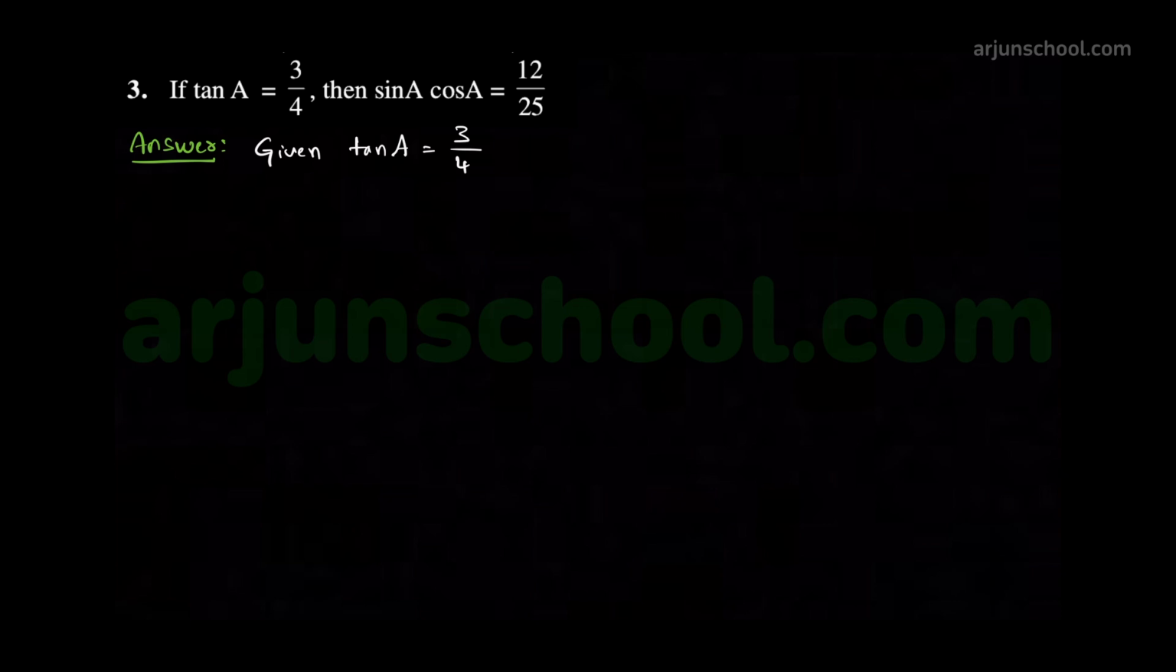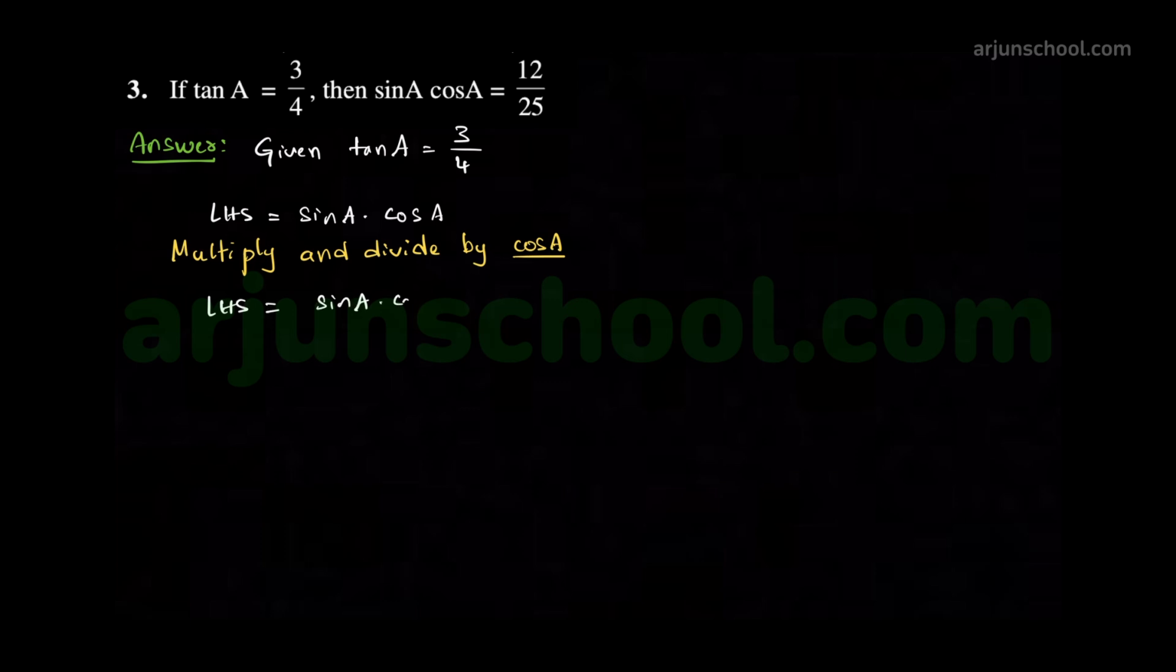Let us take the LHS. LHS is sin A times cos A. Multiply and divide by cos A. LHS is equal to sin A into cos A into cos A by cos A. We can write sin A by cos A as tan A and cos A into cos A as cos square A, which is 1 by secant square A.